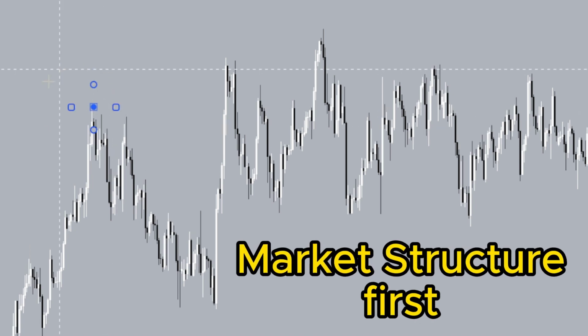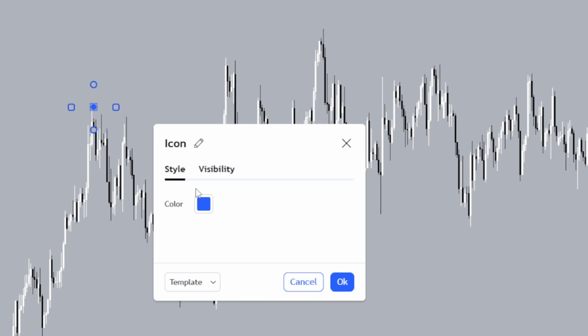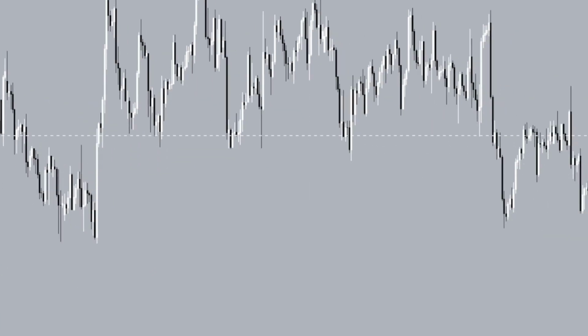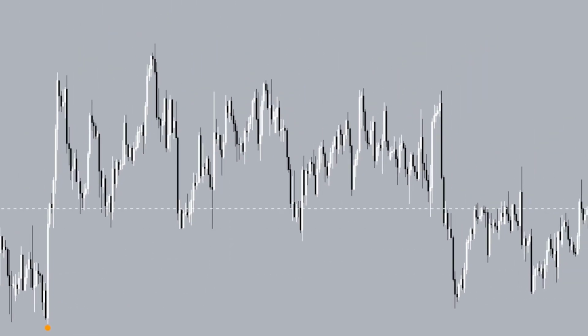So what we had over here is a structural high. A 4-hour structure is typically labeled in orange. So we have a structural high, we have a structural low down here, and we have price giving us a structural high.